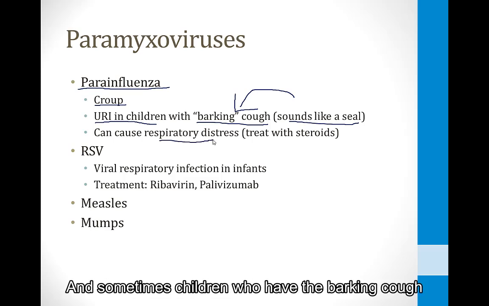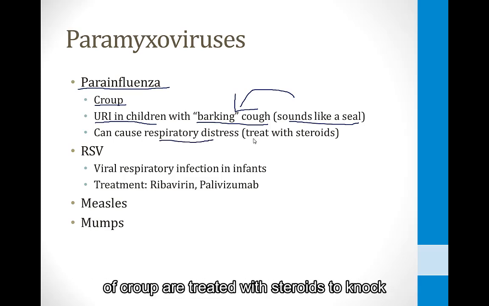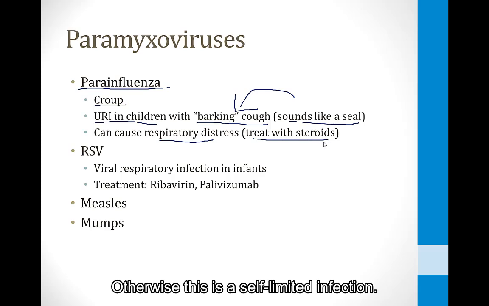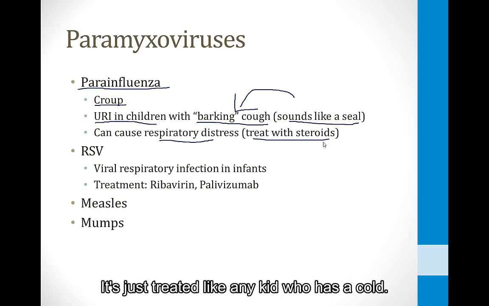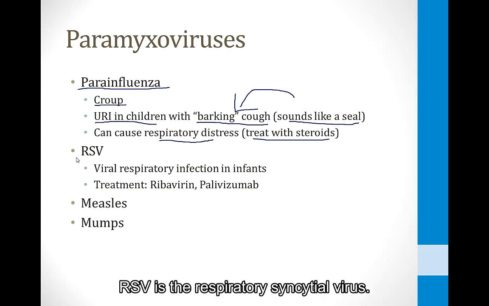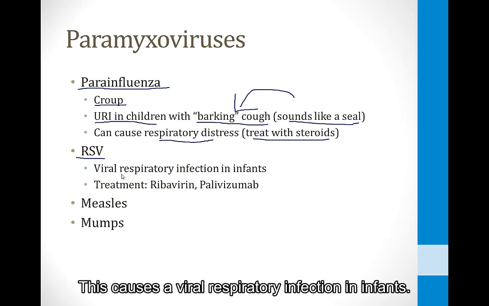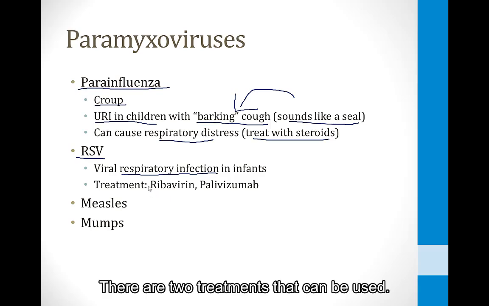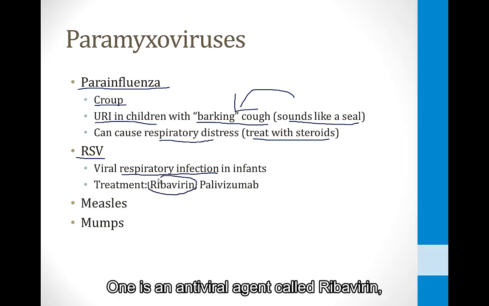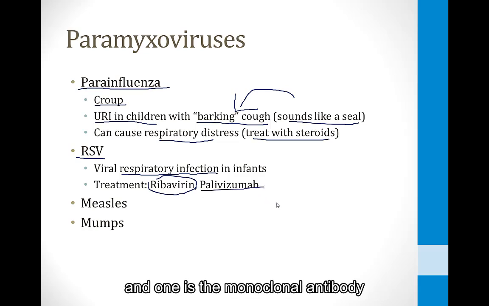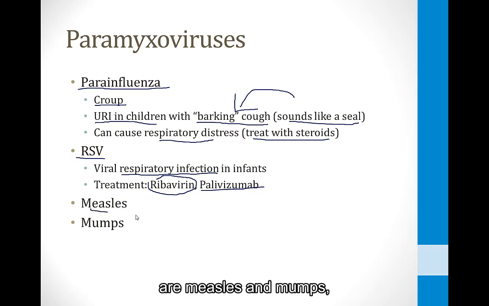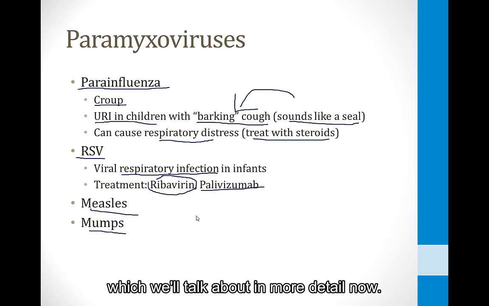And sometimes children who have the barking cough of croup are treated with steroids to knock down the inflammation in the back of the throat. Otherwise, this is a self-limited infection. It's just treated like any kid who has a cold. RSV is the respiratory syncytial virus. This causes a viral respiratory infection in infants. I talk about this in the pulmonary modules. There are 2 treatments that can be used. One is an antiviral agent called ribavirin, and one is the monoclonal antibody I mentioned on the last slide. And then the last 2 paramyxovirus infections are measles and mumps, which we'll talk about in more detail now.